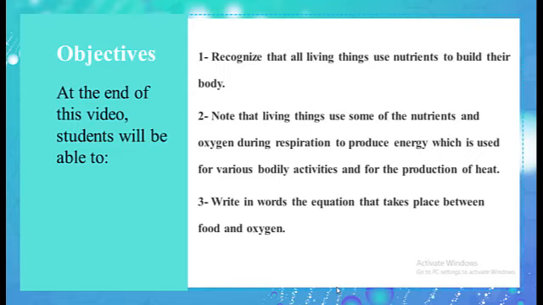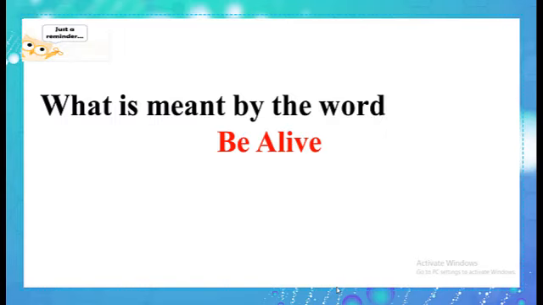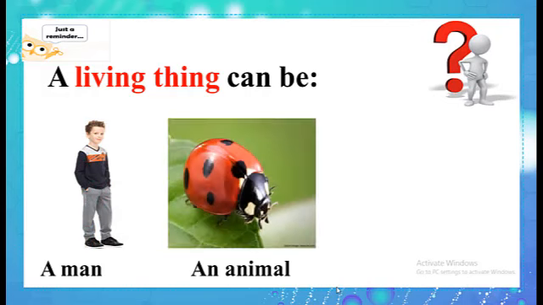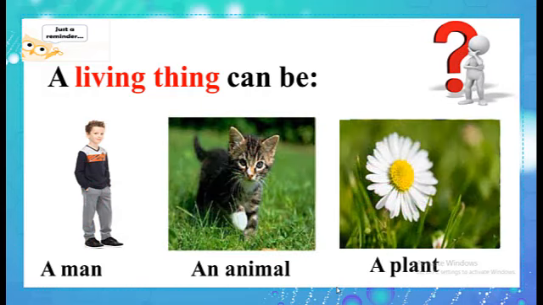Number 3, write in words the equation that takes place between food and oxygen. The materials that are needed are the worksheet booklet and a pencil. What is meant by the word alive? A living thing can be a man, or an animal, or a plant.